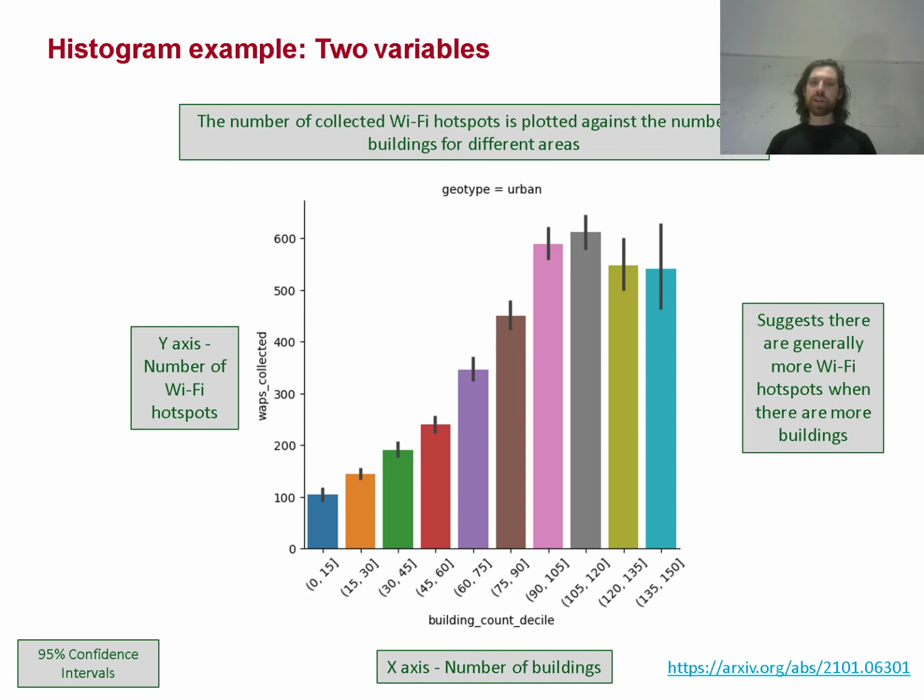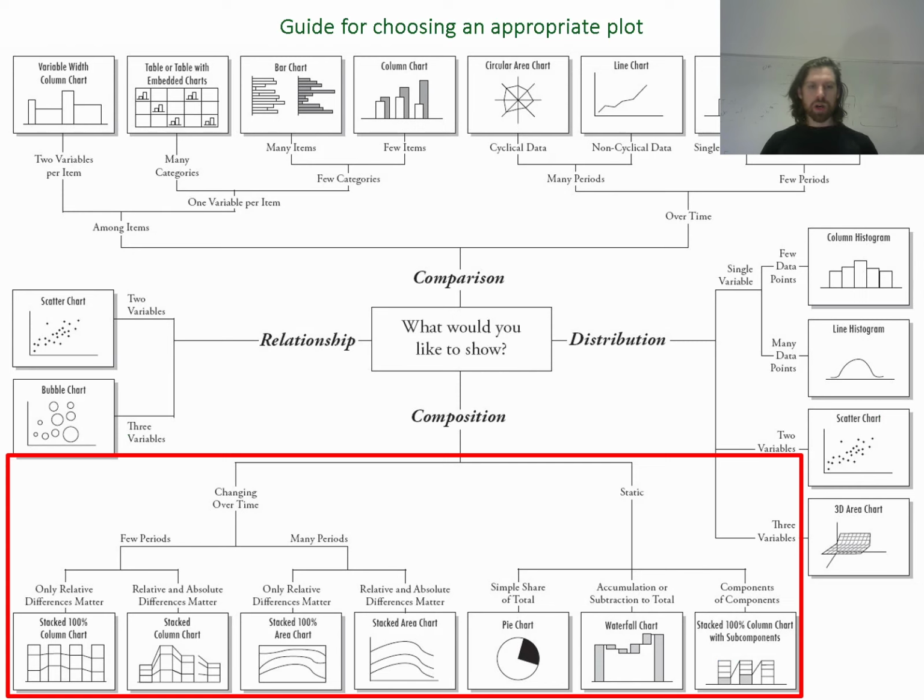So the point here is that I have a histogram and I have 2 variables. So I have the building count per decile on the x-axis, and then I have the number of Wi-Fi access points on the y-axis. And that gives us an ability to actually plot these 2 different variables on a single plot. Okay, so this is just giving you a flavor for how you might do that type of histogram using 2 different variables. Okay, so that gave you an example of distributions.